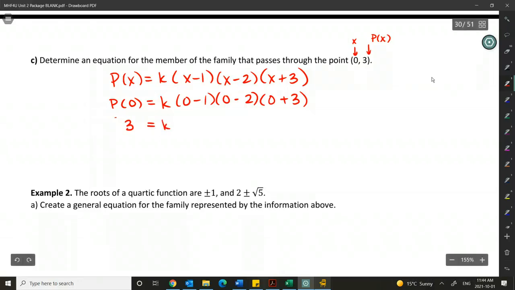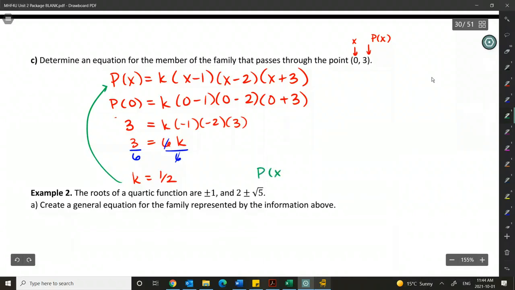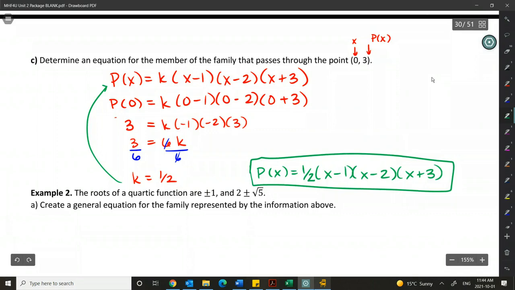Okay, let's simplify. We'll get -1 times -2 times 3 should give us +6. Then we divide. Be careful. This is not 2. This is 1/2. Okay, so final equation, you just plug that back in, right? Okay, we know how to do some questions like this, right? If we're given a point and we have to solve for k, we just plug it in and then simplify.